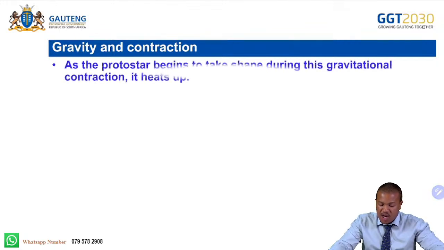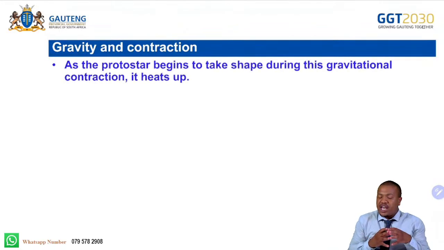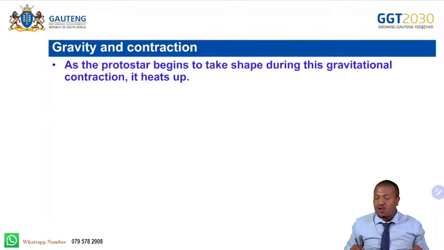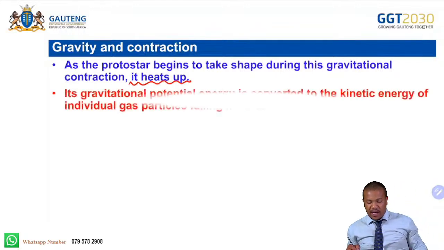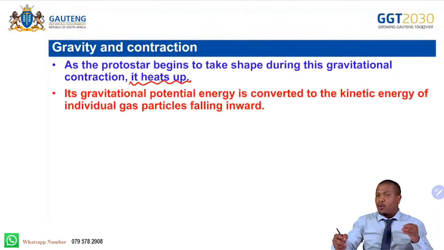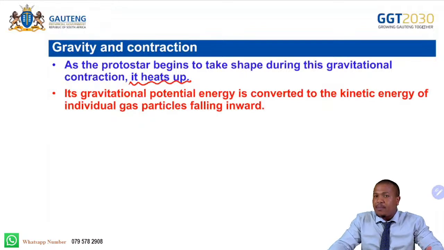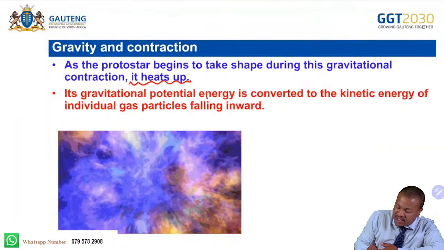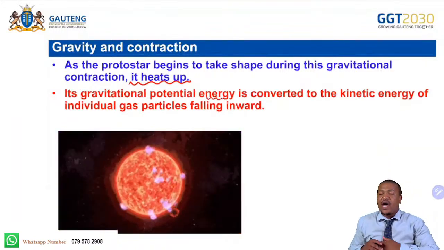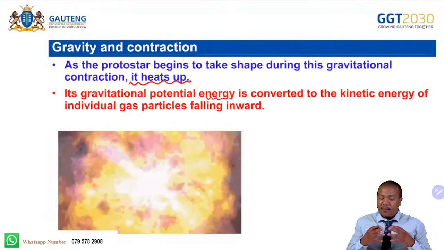Are we together? As the protostar begins to take shape during its gravitational contraction, it heats up. Its gravitational potential energy is converted to kinetic energy of individual gas particles falling inward. So as it heats up, the energy is converted to kinetic energy. There's starting to be some movement.